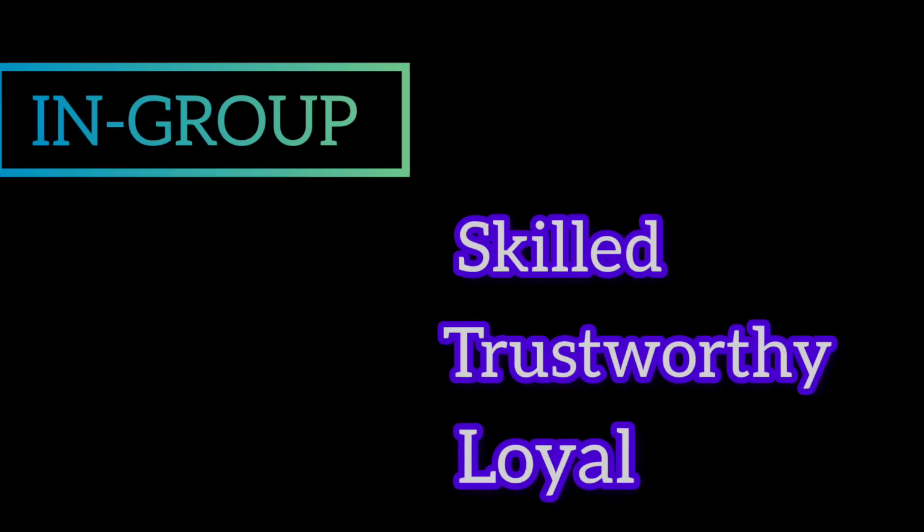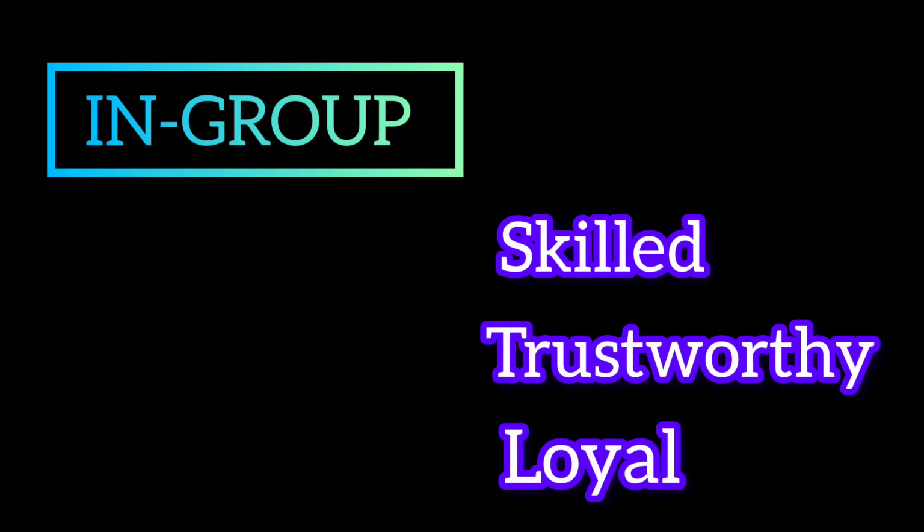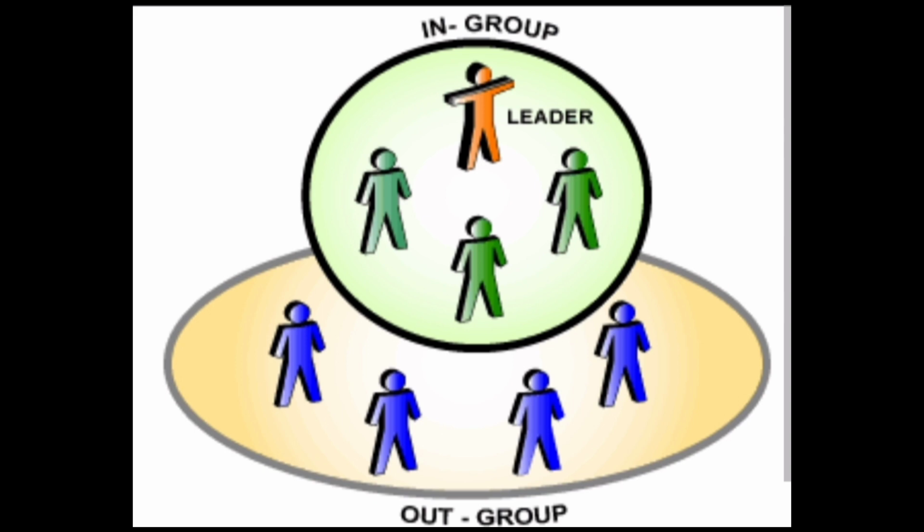So in-group members are basically skilled, trustworthy and loyal. So they have greater responsibilities. They have more rewards, more attention from the leader or the manager, and there is basically one-to-one time with the manager, and they are very much attentive. So they get special opportunities from the leader or manager, and they provide interesting work to the manager also. So these people are called in group members.